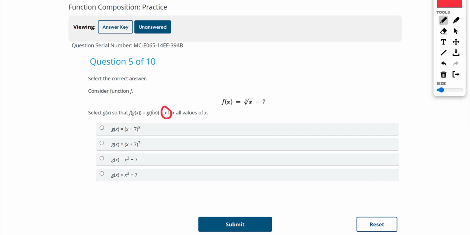So what's happened is these two functions have undone each other. And if that rings a bell, think back to inverse functions. So when you do composition of functions and you end up with an expression that equals just x, no numbers, no operation symbols, then that means two functions are inverses of one another.